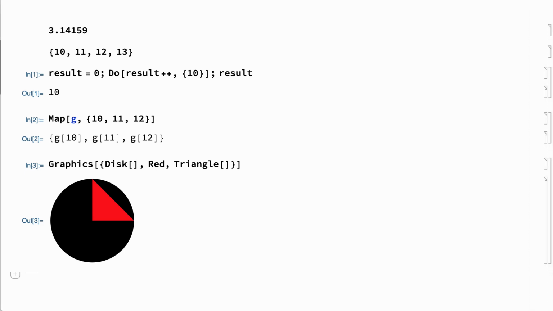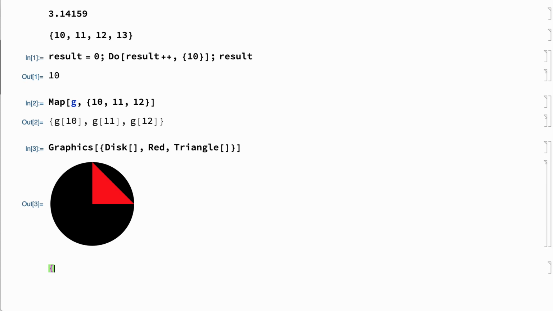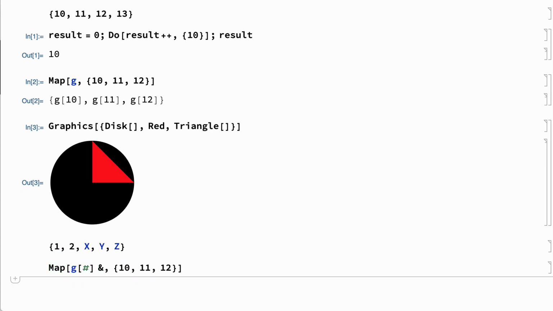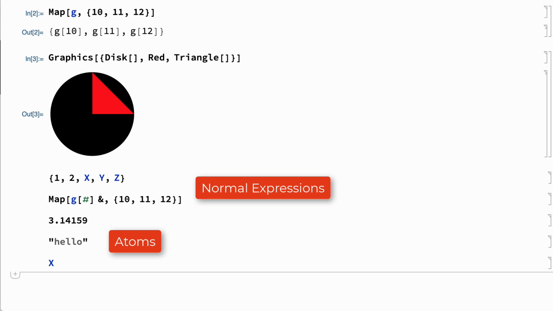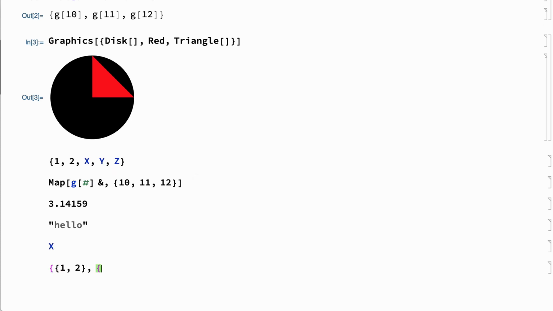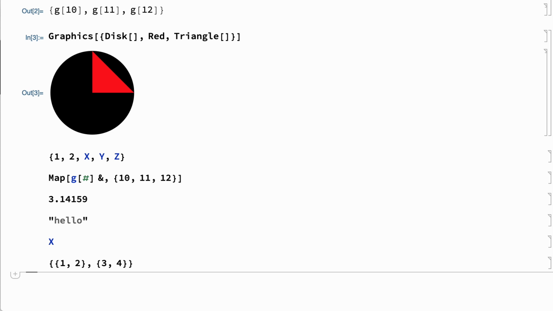All expressions are either normal expressions or atomic expressions. Normal expressions are expressions like lists and programs and other things that have parts, and atomic expressions, or atoms, are things like numbers and strings and symbols that do not have parts. The parts of a normal expression are other expressions. For example, this list of lists, which represents a 2 by 2 array, is a normal expression with two parts, and each part is another list, and those lists are also normal expressions.